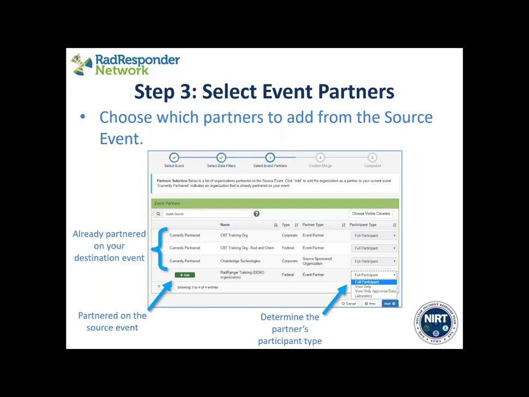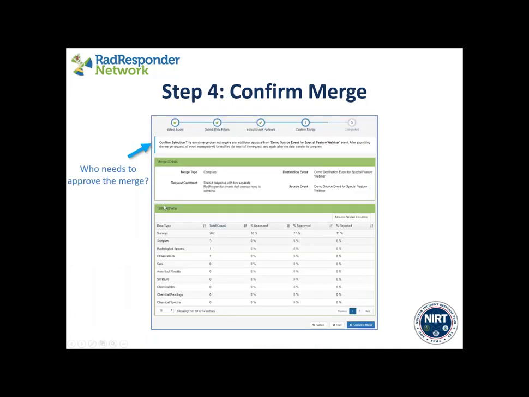Then step 3, because you're moving data from a different event into your event, it's possible that that other event has other event partners that you're going to want to be a part of your new event. So perhaps a couple different organizations were partnered on that source event, but you haven't added them to your current event. This is a step where it will allow you to choose to add those partners into the event. And you can choose what their participation type is for the event. And then finally, there's a confirmation screen that shows all your selections and a preview of the data that's going to be moved over.